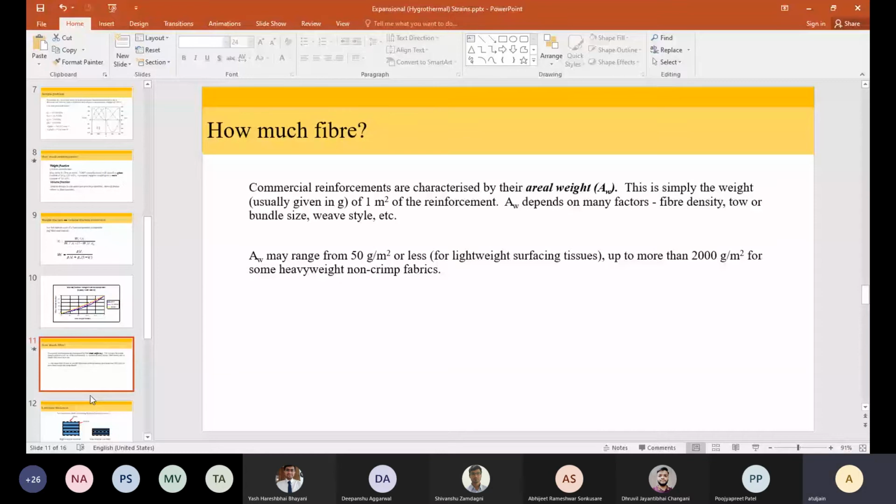In mechanics, we don't have any expressions directly in terms of areal weight. But if areal weight is given to you, you can calculate the weight fraction, and from the weight fraction, you are expected to calculate the volume fraction.